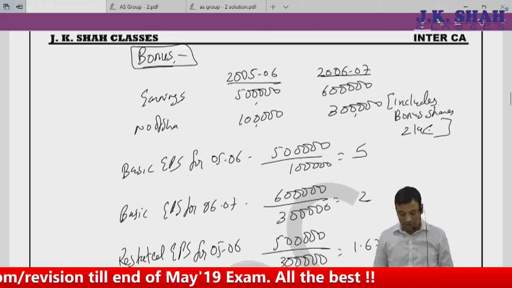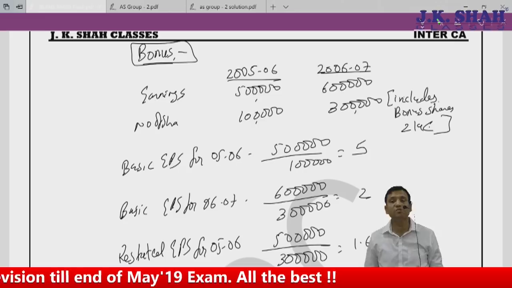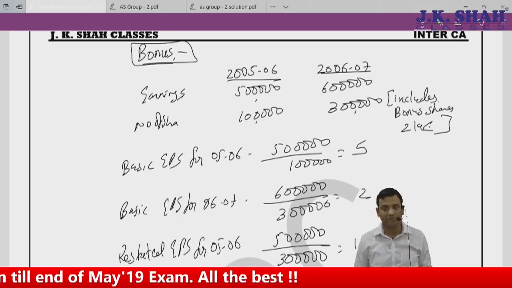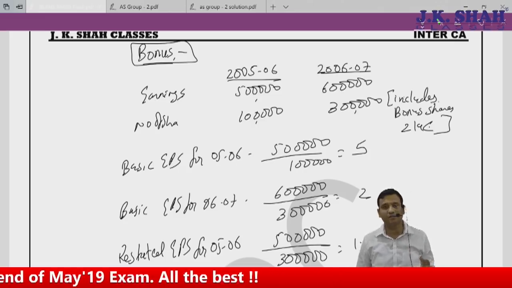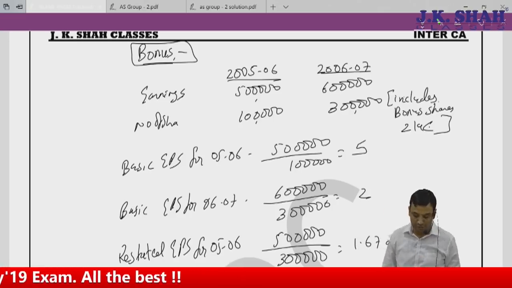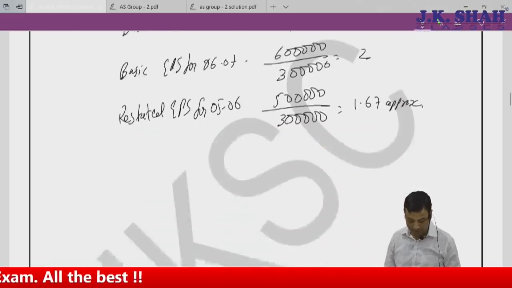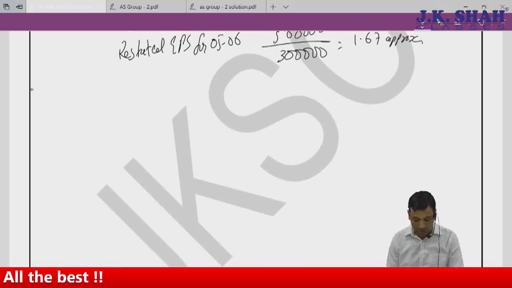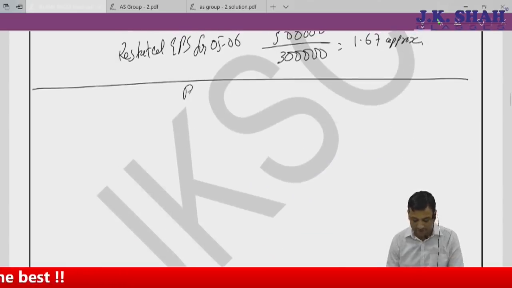So what I mean by this is, whenever there is a bonus issue, the date is irrelevant. We will not give weighing factor 6 by 12 or 7 by 12. The reason: no resources were received by us in case of bonus. Moving on to the next area, that is rights factor.